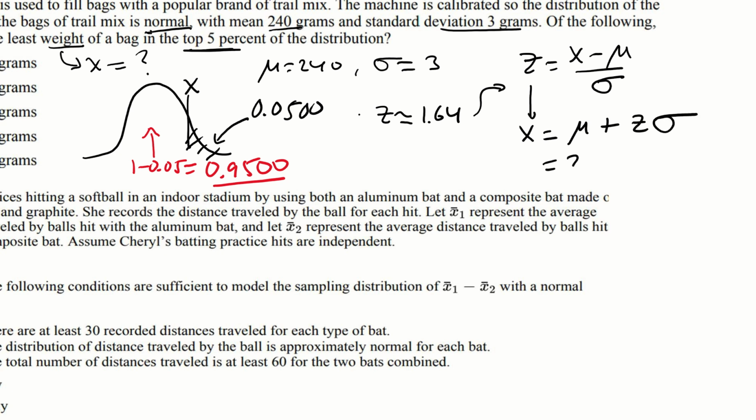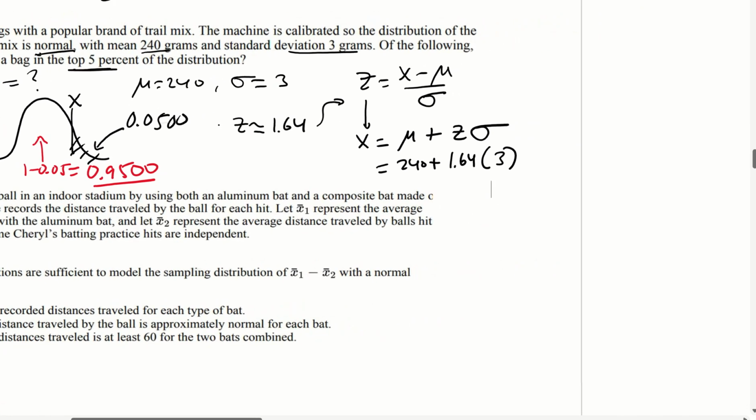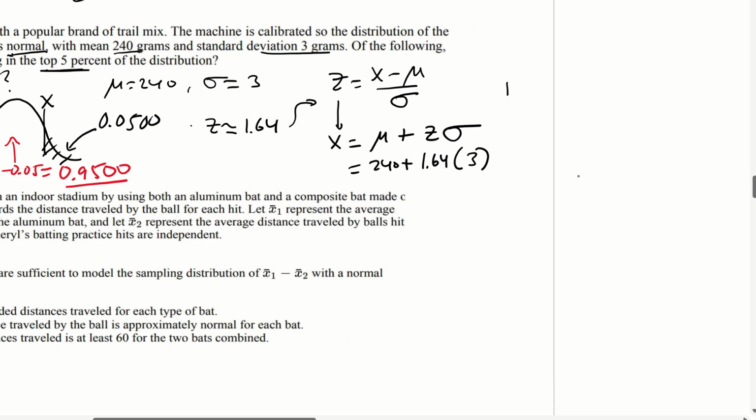And now we know that the mean is 240. We know that z is, we just calculated it, 1.64. And we know that sigma is 3. And so we can use that to calculate the x value. All right, but let's show you with the calculator. So the calculator, we use inverse norm, and then we provide the area.